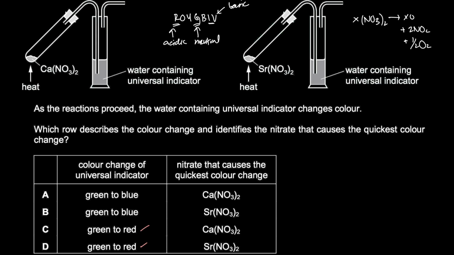And down the group, the thermal stability of the nitrates increases. So strontium nitrate is more thermally stable. So that means that calcium nitrate is less stable, it will decompose faster. And if it decomposes faster, it will produce NO2 at a greater rate, and therefore calcium nitrate will cause a quicker color change. So the answer is C.